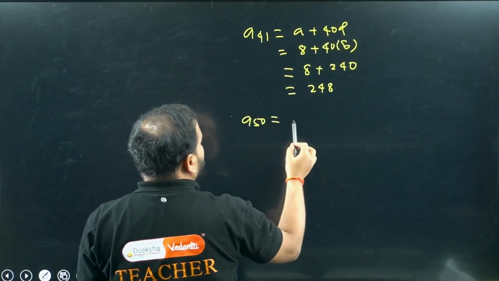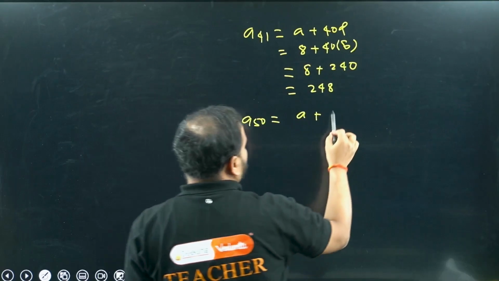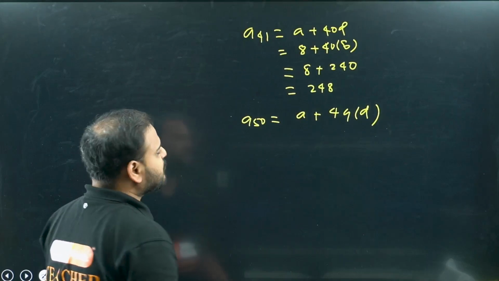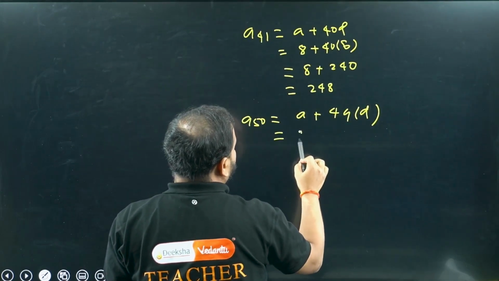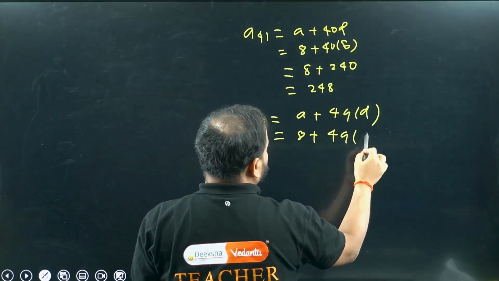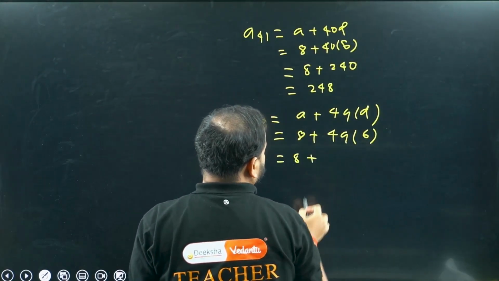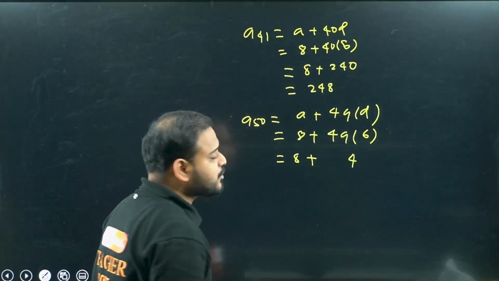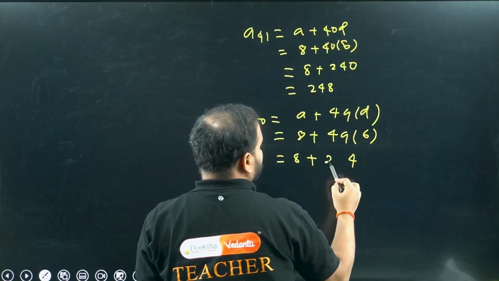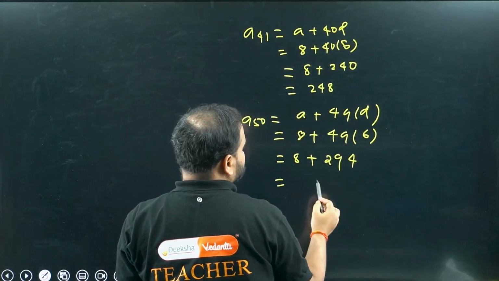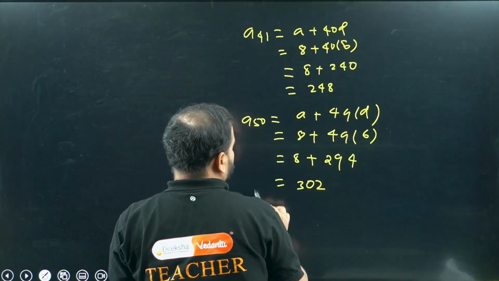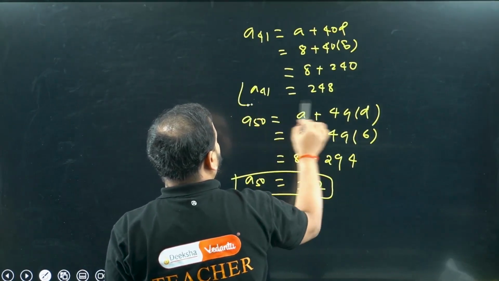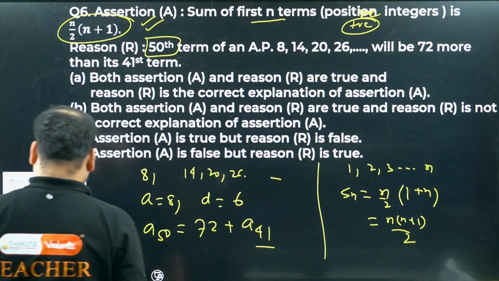Let's find now A50. A50 will be A plus how much? 49 times D, correct? 50 means 50 minus 1, which is 49 times D. A is 8, D is 6, please check. 8 plus 49 into 6. 9 into 6 is 54, carry 5. 6 into 4 is 24 plus 5, 29. Add them. 4 plus 8 is 12, 2 and carry 1, 0 and 3. So A50 is 302 and A41 is 248.